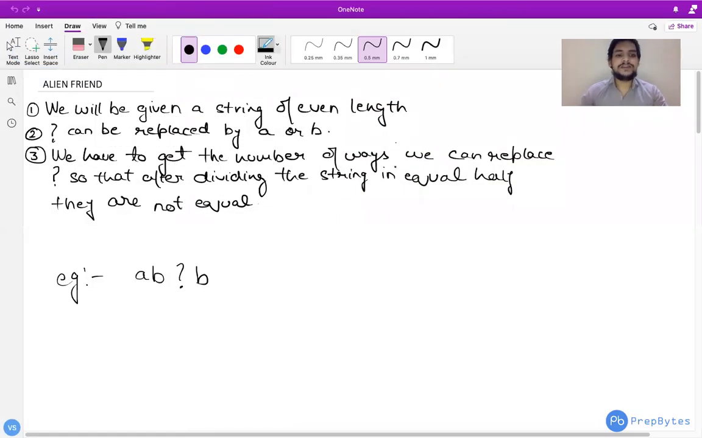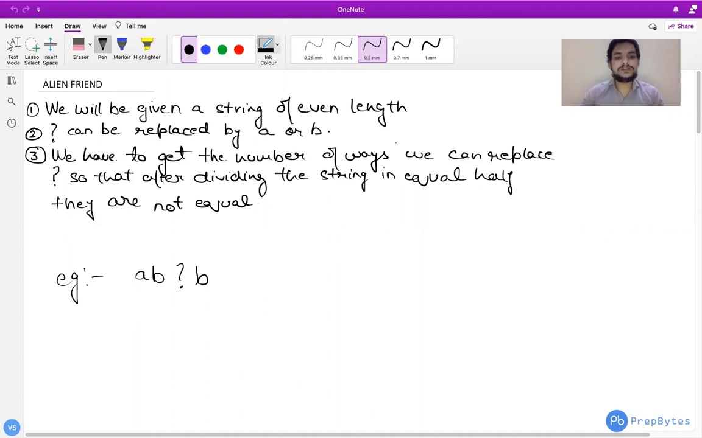So these are the important pointers that I've just told you. We will be given a string of even length. When you read the constraints, the string will be of even length, so that only then it can be divided into equal halves, and the question mark can be replaced by A or B. And we have to get the number of ways we can replace the question mark so that after dividing the string into equal halves, they are not equal. That is what I said earlier also.